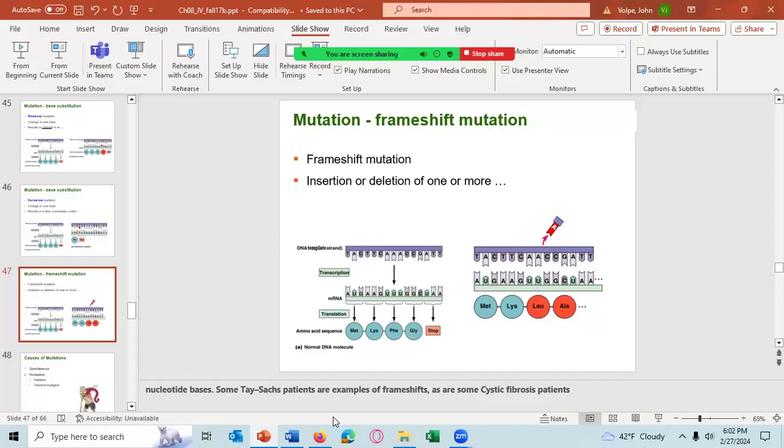All right, some Tay-Sachs patients are that because they have a frameshift mutation. Any question about that? All right, for the macro mutation, maybe the best example of that is a Down syndrome patient, where the patient is born with 3 chromosomes 23.